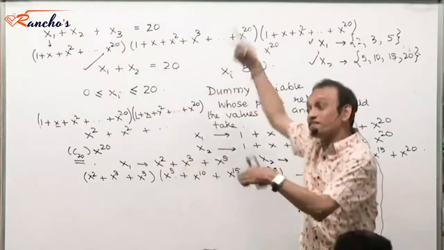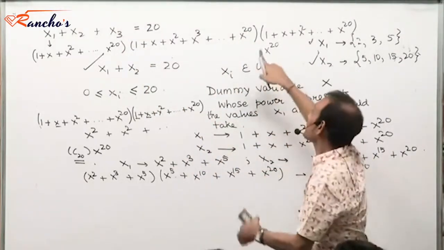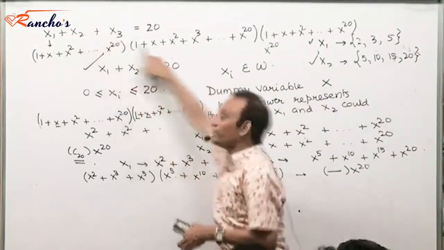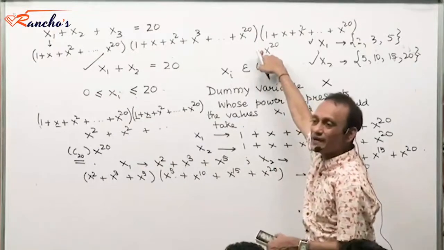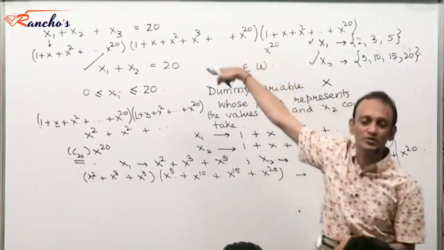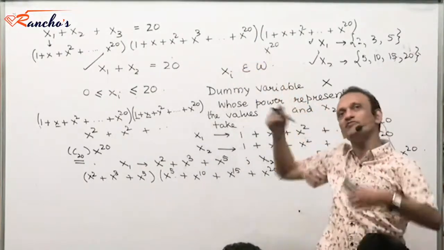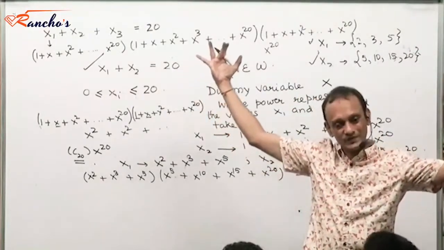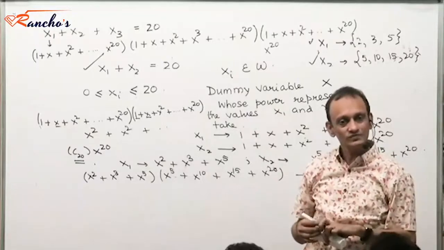So the number of ways in which x power 20 will appear in this will be the number of whole number solutions to this equation, and will also be the coefficient of x power 20. The coefficient of x power 20 will give me the number of ways in which x1, x2, x3 could add up to 20, being whole numbers. Yes or no?